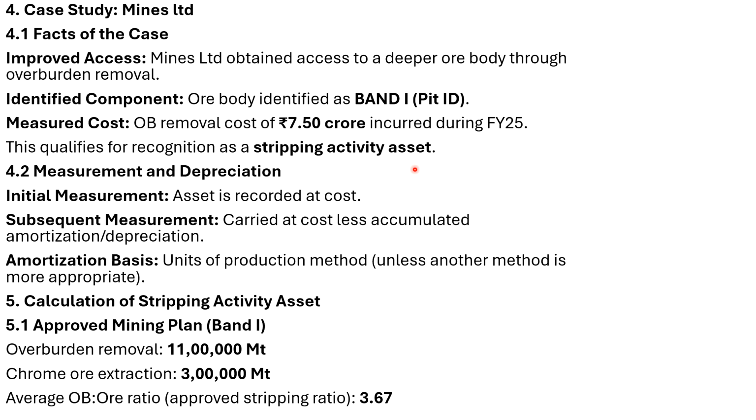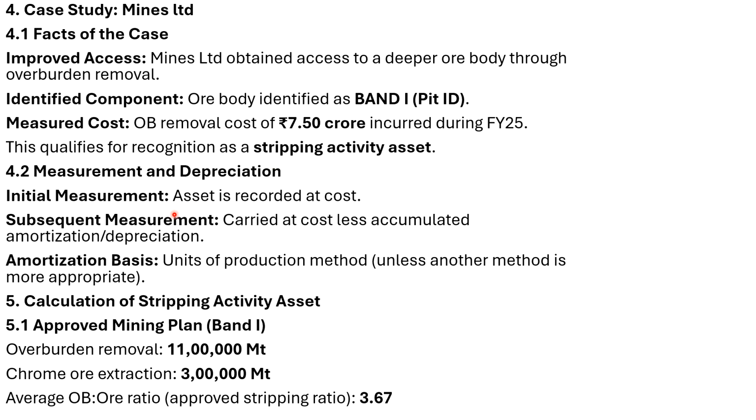Case study of Mines Limited. Facts of the case. Improved access: Mines Limited gets access to a deeper ore body through overburden removal. Identified component: the ore body is identified as Band 1. Measured cost: OB removal cost of rupees 7.5 crore incurred during FY25. This qualifies for recognition as a stripping activity asset.